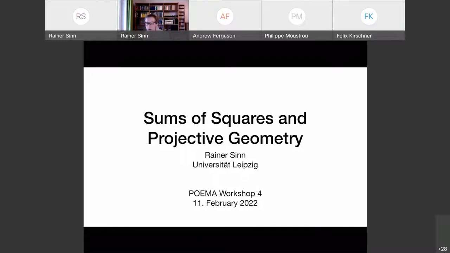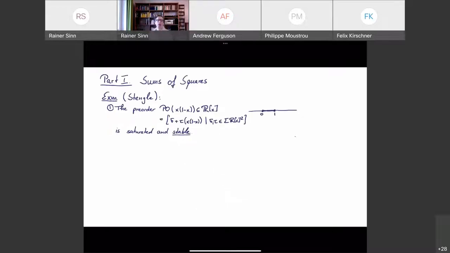I also have some links here. So I'll mostly be talking about these 3 papers. So the first one is a survey paper. And then there's 2 other research papers. And I also made an exercise sheet, which I think Lynn posted on the workshop website, but we'll come to that maybe later. So what am I going to talk about?